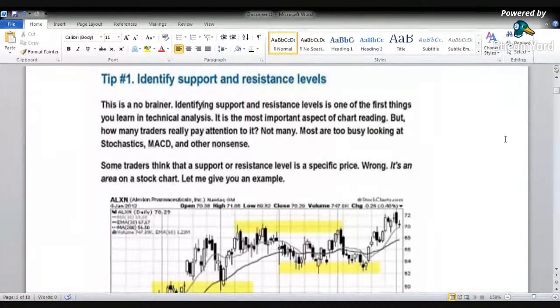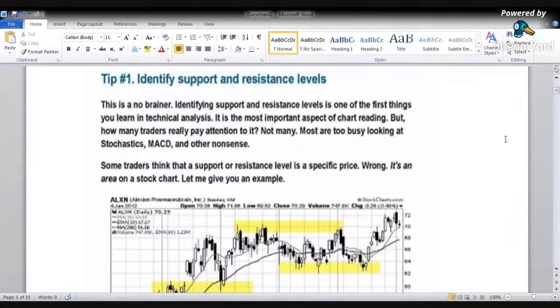So not many. Kasi yung ibang trader dyan, they are focusing on yung mga hype. So they did not follow and see what is the price action is stealing. Most are too busy looking at some indicator like stochastics, MACD, and other nonsense. So, but for me, the indicators also is very useful. This is additional support in the price action. What is the price action stealing? And then you see the indicator.